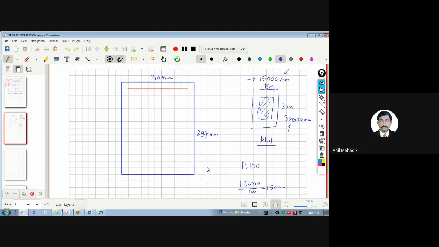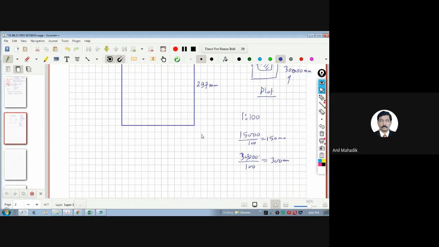And our page size is 297. It is less than 300, so it cannot fit. Yes, sir. So then change the scale. What scale do you want then? Let's make it 1:200. You can take 150 also, just for simplicity, and try it.